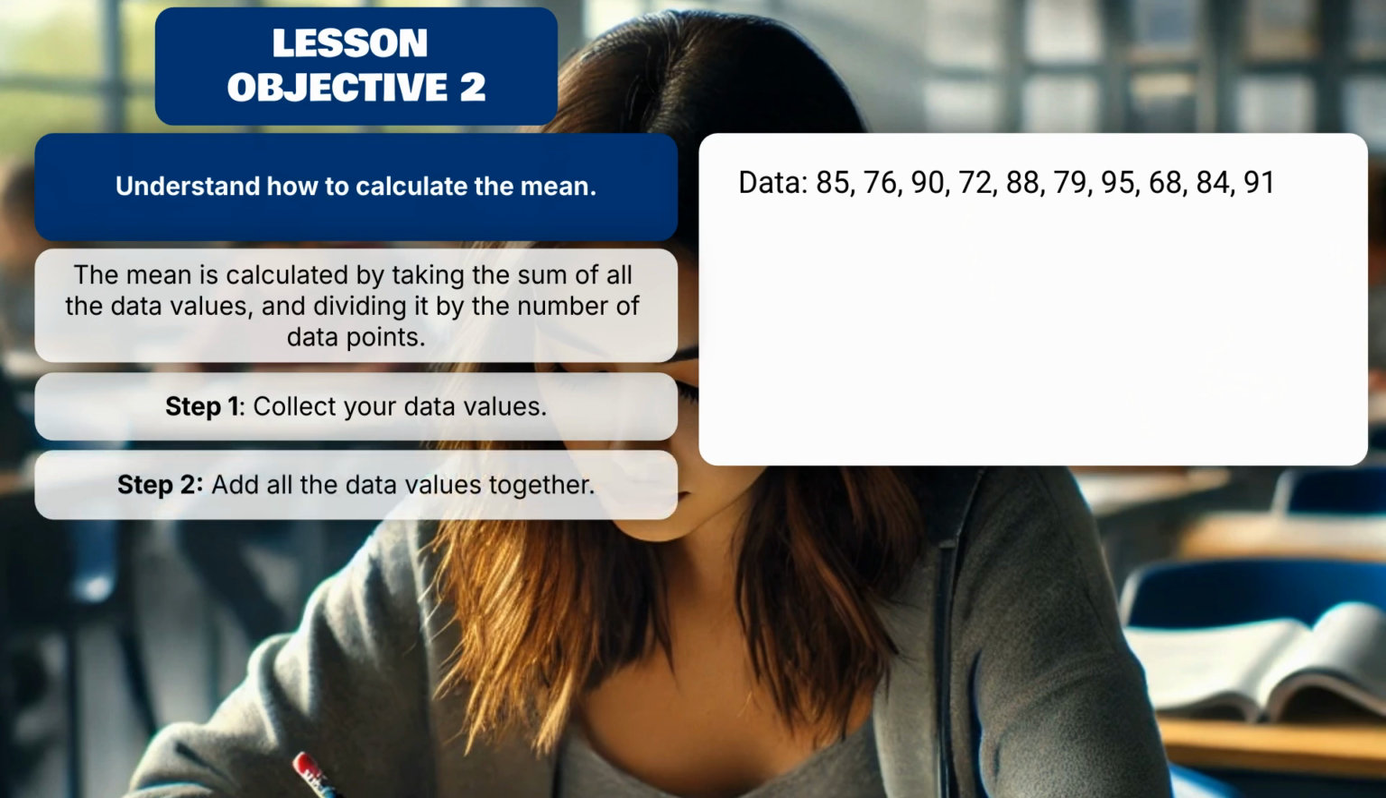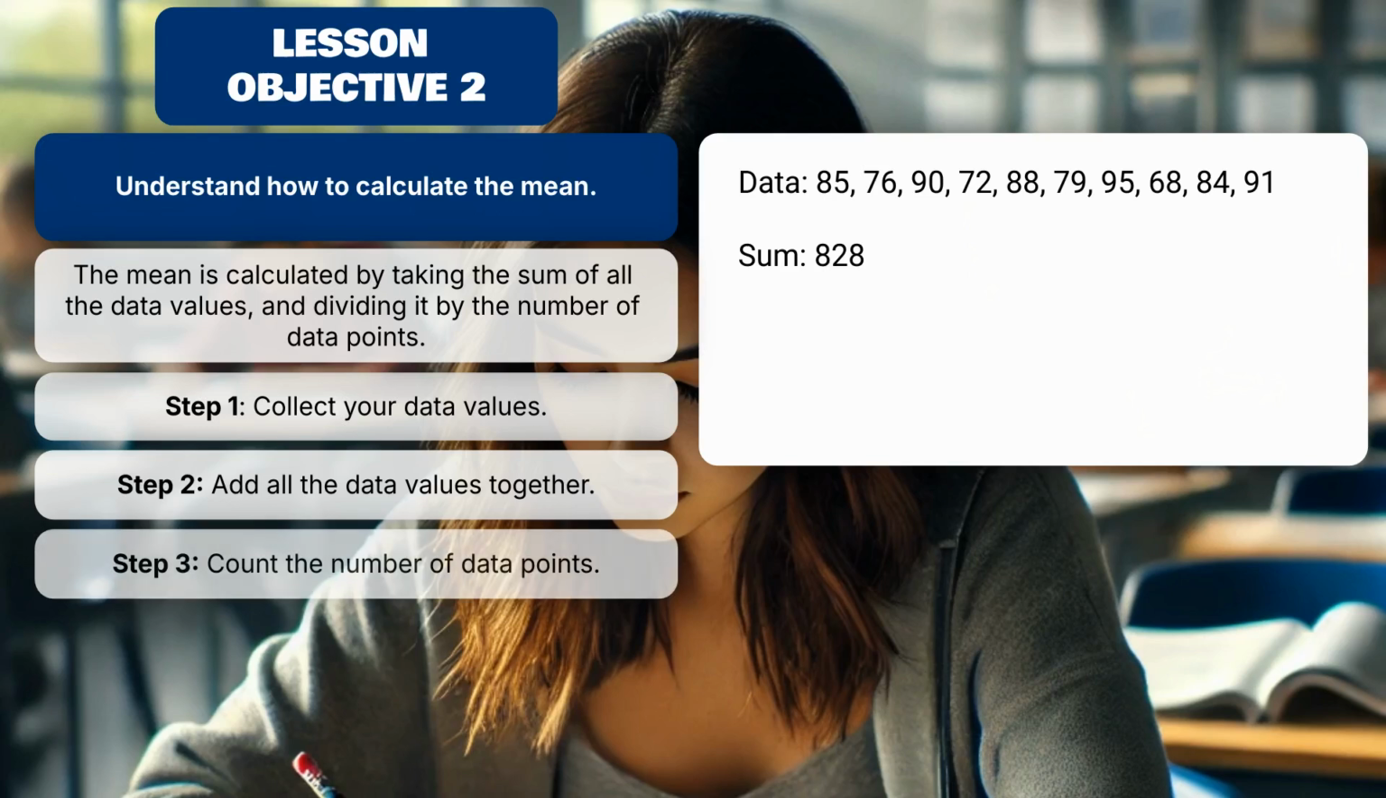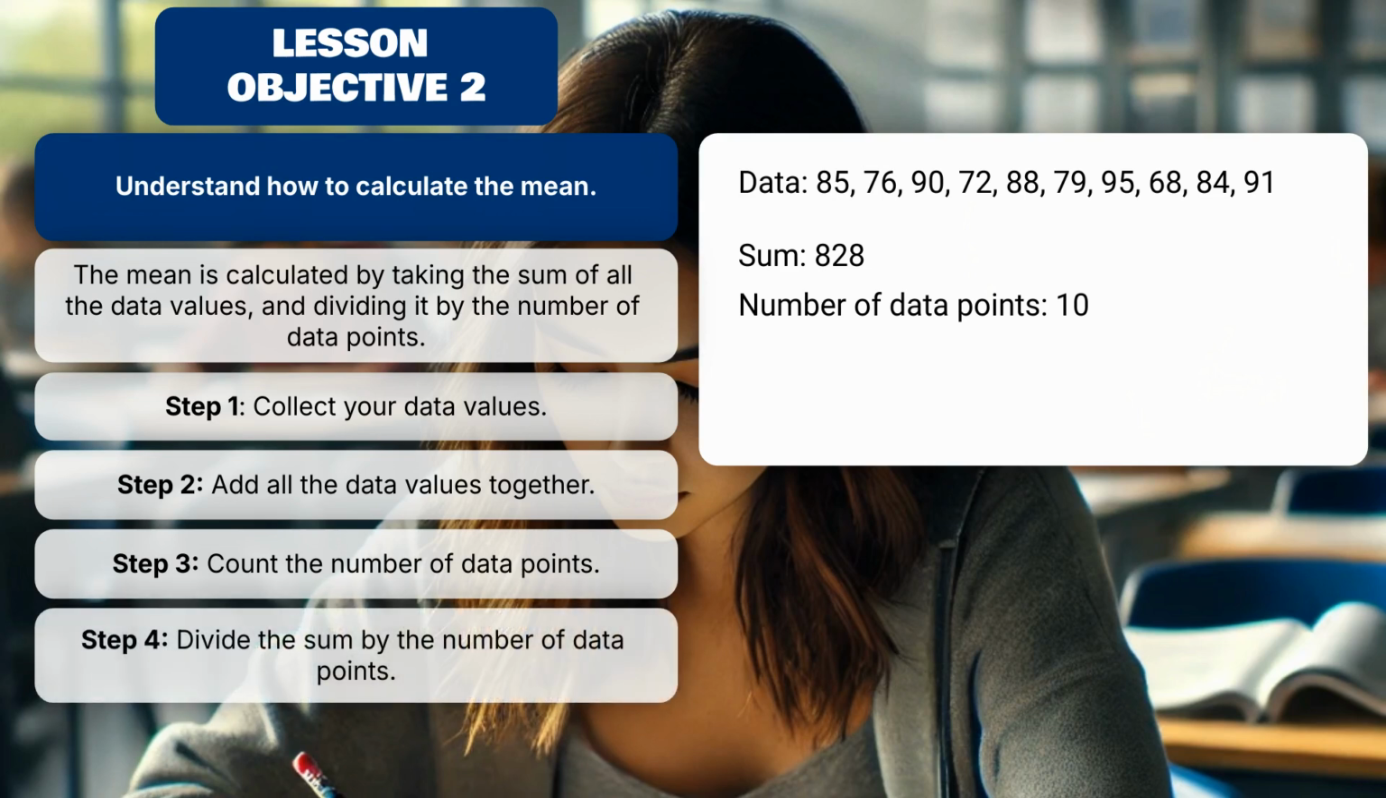Step 2. Add all the data values together. To find the sum, we add all of these scores, which gives us a total of 828. Step 3. Count the number of data points. In this case, we have 10 test scores. Step 4. Divide the sum by the number of data points. Now, we'll divide the total sum, 828, by the number of test scores, 10. 828 divided by 10 equals 82.8. The mean test score of these 10 students is 82.8.